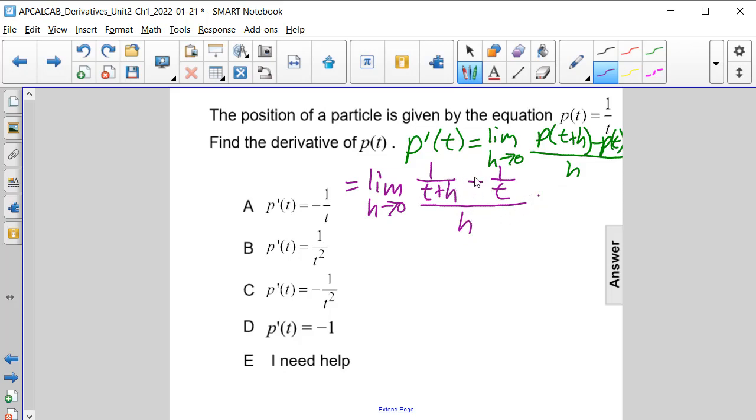So in order to simplify this, what we're going to do is find the least common denominator for the two rational expressions in our numerator to be able to combine them together. And we're also going to get rid of this h that's in the bottom denominator. So first, to find the common denominator of the two smaller rational expressions, our common denominator is going to be t times t plus h.